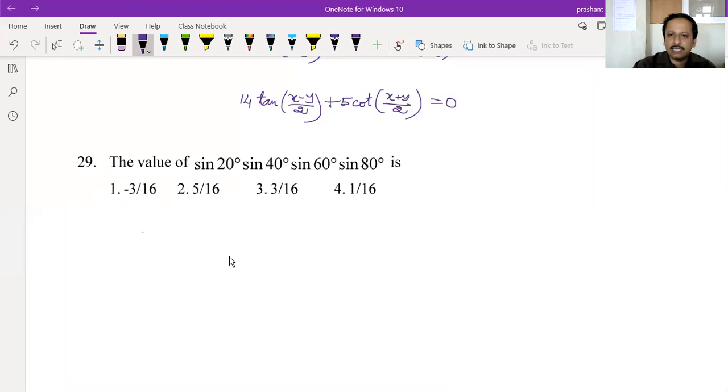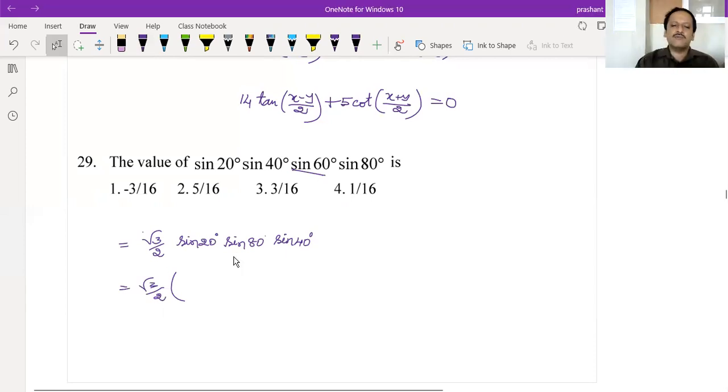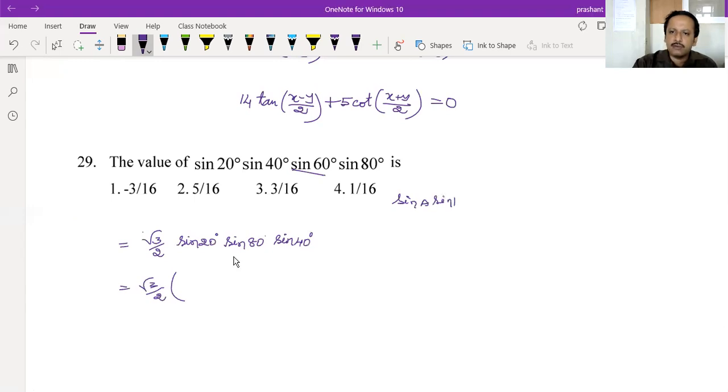Sine 20, sine 40, sine 60. In that sine 60 value, we know. Let us substitute that. Sine 60 is root 3 by 2. Remaining things I will write as it is. Sine 20 into sine 80 I will write first. Then I will write sine 40. Now that's equal to root 3 by 2 into sine 20 into sine 80. Here I will use one formula. What is sine A sine B? Sine A sine B is equal to minus 1 by 2 into cos (A plus B) minus cos (A minus B). This formula you should know.